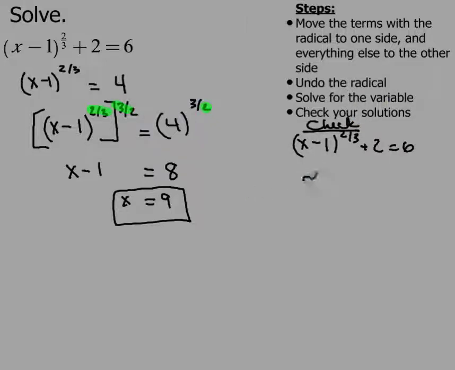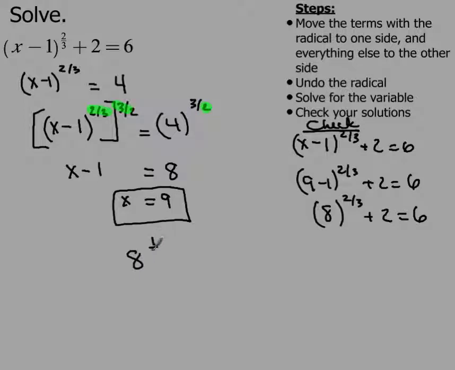Now we got 9, so we're going to have 9 minus 1 to the 2/3 plus 2 equals 6. Now, 9 minus 1 is 8, so 8 to the 2/3 plus 2 equals 6. Now this part right here, 8 to the 2/3, again, what I'm going to do over on the side here is go 8, and I'm going to rewrite that as 1/3 power and then squared on the outside. Now 8 to the 1/3 is the same thing as the cube root of 8. And the cube root of 8, of course, is 2.